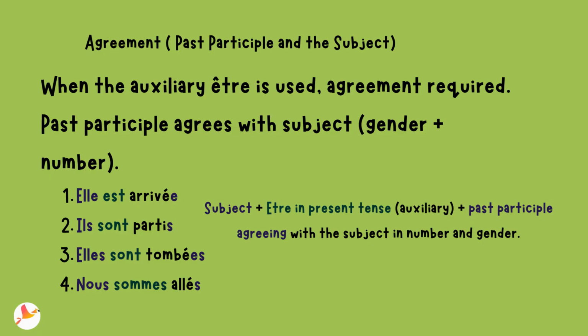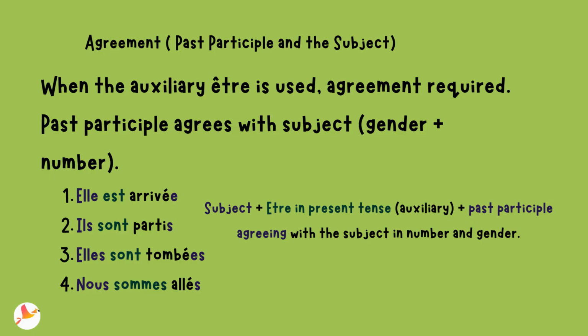In number 3, the subject is both feminine and plural. The helping verb is être, that is conjugated in the present tense. Therefore, there needs to be agreement in number and gender between the subject and the past participle. So the past participle tomber will have an E added because the subject is feminine and an S added because the subject is plural.